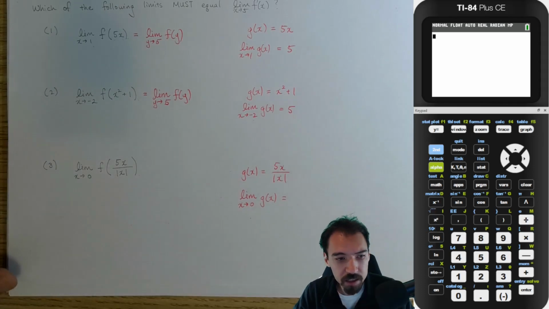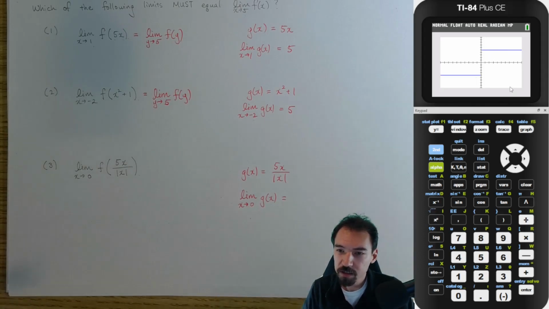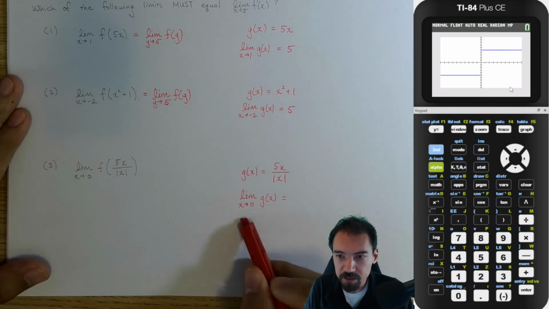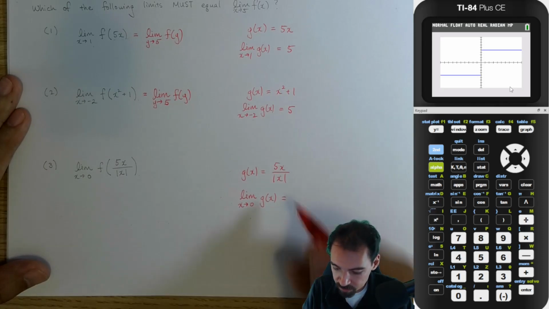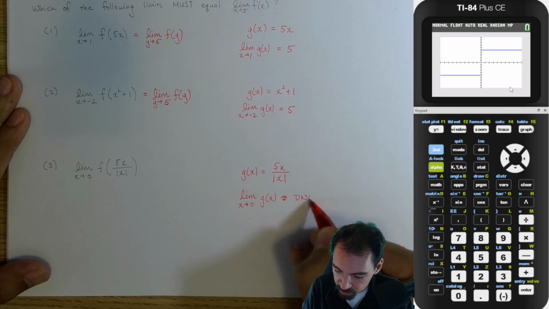The easy way we can do this without having to go through a lot of analysis is just to graph it. So I have 5x over absolute value x, hit the graph button, and we see as x approaches 0, from the left, we get negative 5. From the right, we get positive 5. The mismatch means the limit of g of x as x approaches 0 from both sides does not exist. So I guess I shouldn't even put an equal sign here. I'm just going to say it does not exist.